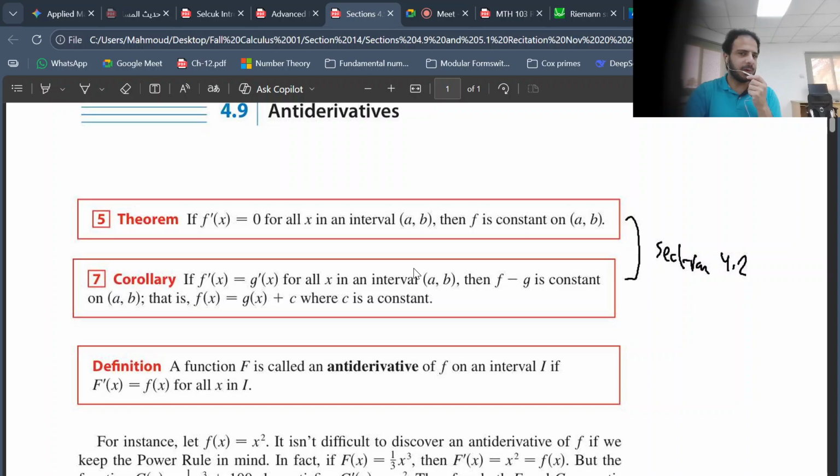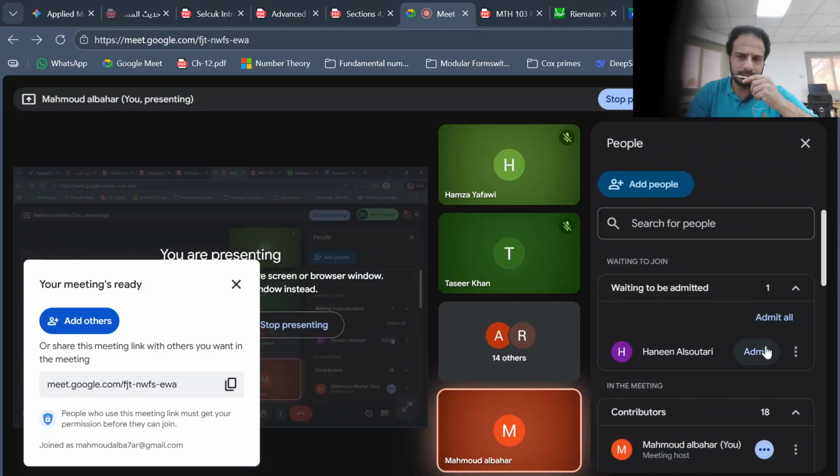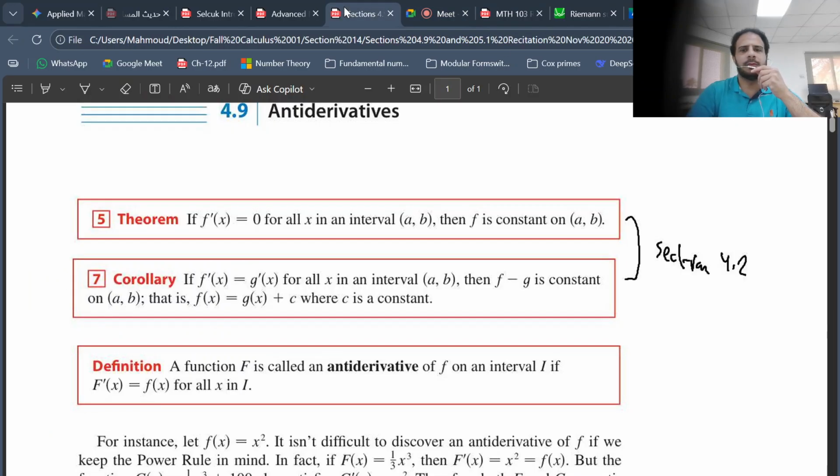You remember this from section 4.2, right? That if f prime of x equals 0 for all x in an open interval, then f is constant. A corollary of this is that if f prime of x equals g prime of x for all x in an open interval, then f minus g is constant. Then f minus g is constant on the open interval. That is, f of x equals g of x plus c.